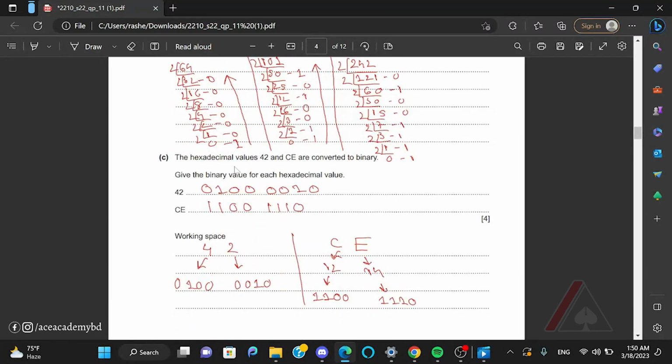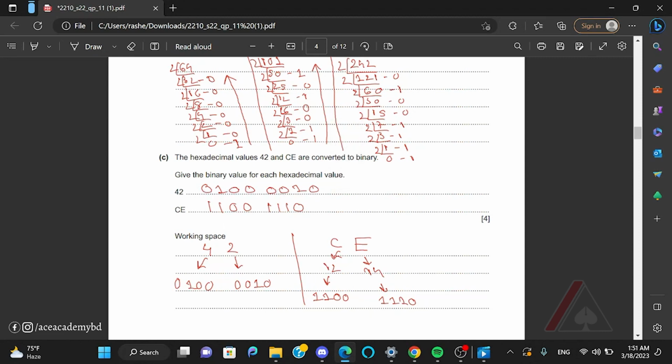Now moving on. The hexadecimal values 42 and CE are converted to binary. Give the binary value for each hexadecimal value. So now, to convert hexadecimal to binary, you need to convert each individual hexadecimal digit into its corresponding binary value. For example, 42: you first convert 4 into its binary value, and then 2 into its binary value, and then you just place them together.